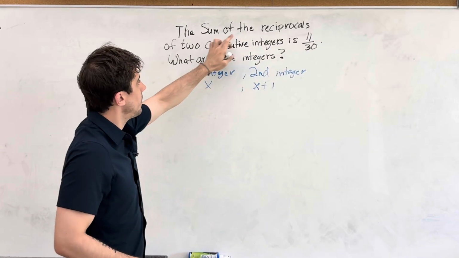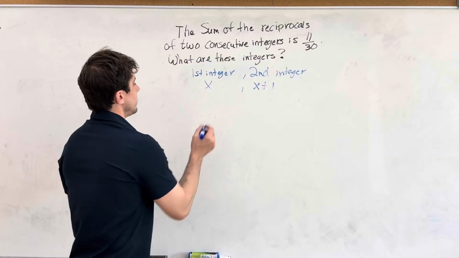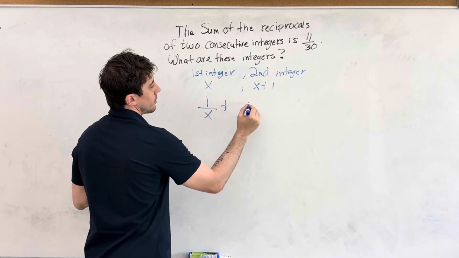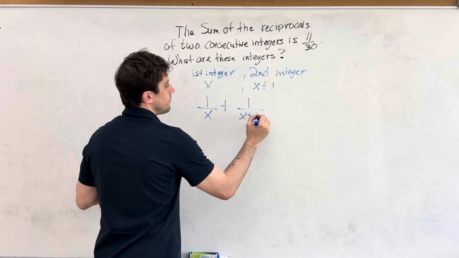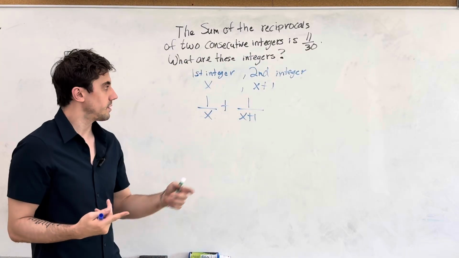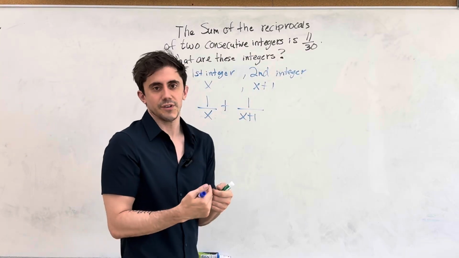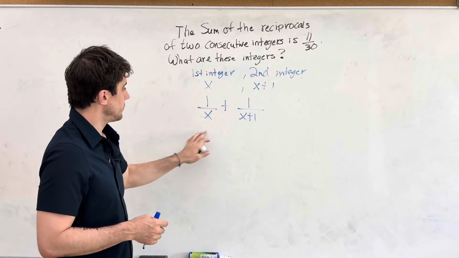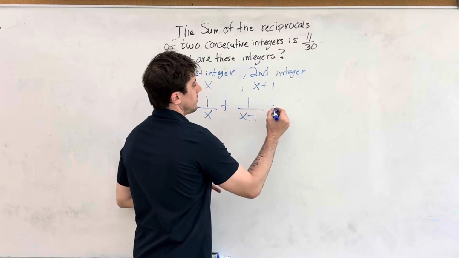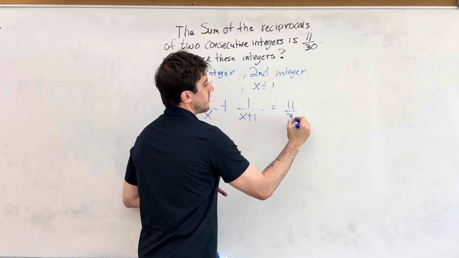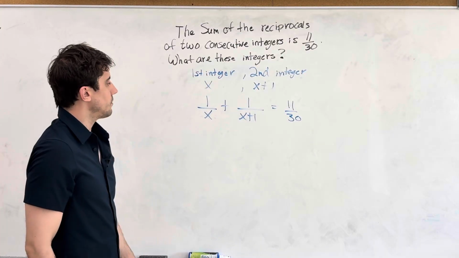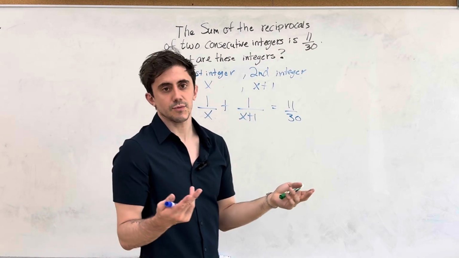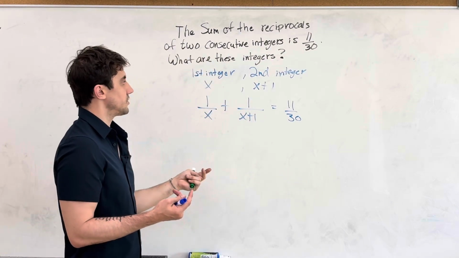Now, the sum of their reciprocals means the reciprocal of x is 1 over x, plus the reciprocal of x plus 1, which is 1 over x plus 1. And so the sum of these two reciprocals is 11 over 30. That's what we're given. And so now we're going to solve for x, and then we can get x and, of course, x plus 1 for the two integers in question.